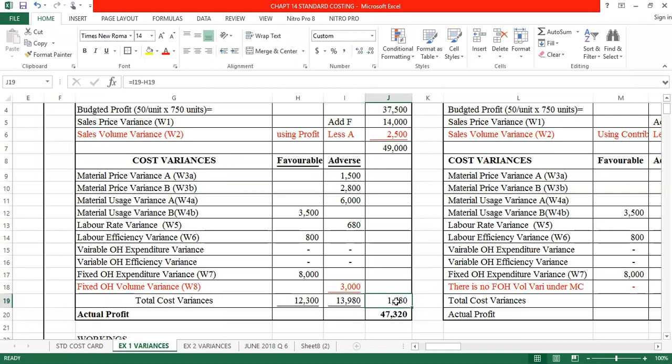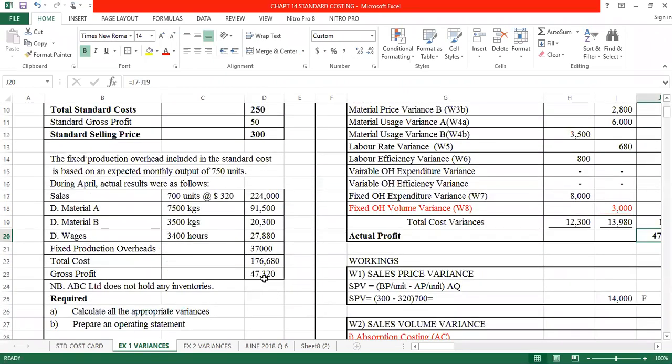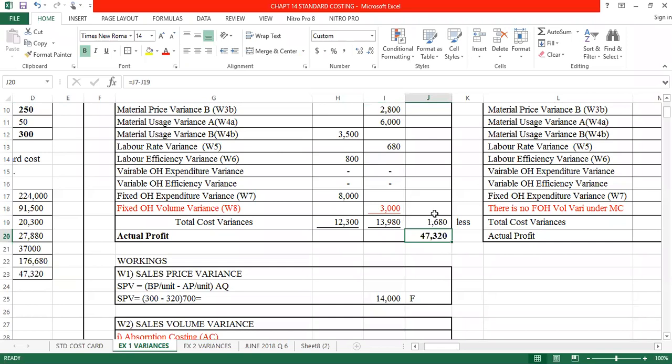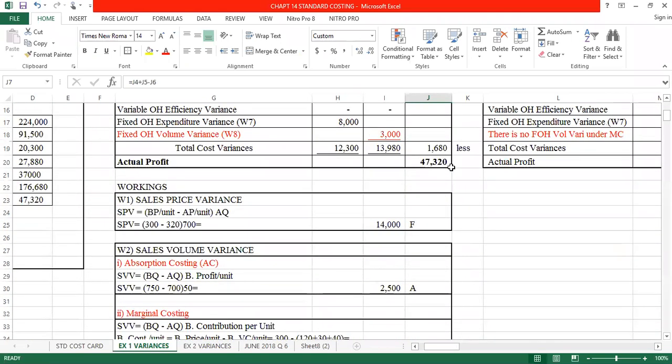So this minus that, A is more. So look at this. Do we get 47? Because A is more, you subtract. Why do you subtract? Because A is more. So here, what will it be? This minus that. What do we get? 47,320. Is it this? Yes. It means all our variances were right. 47,320. You can see that. How did we get it? 49,000 minus this gives you 47,320.